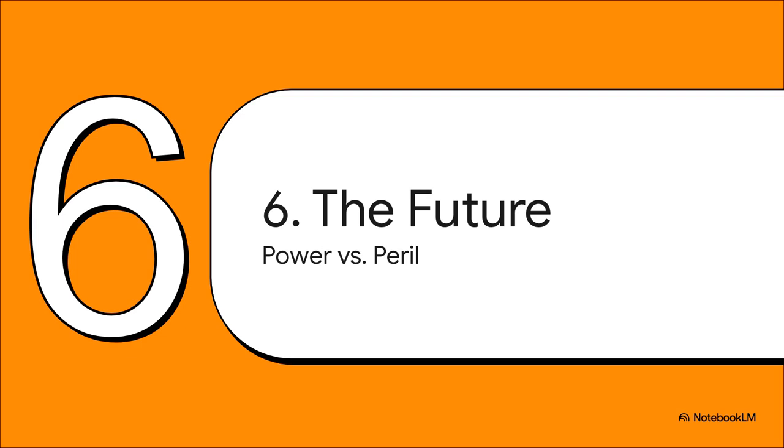So, where does all this leave us? We've got this protocol that has the potential to absolutely revolutionize AI agents, but it's completely shadowed by these very real, very scary dangers. How do we balance this incredible power with its built-in peril?